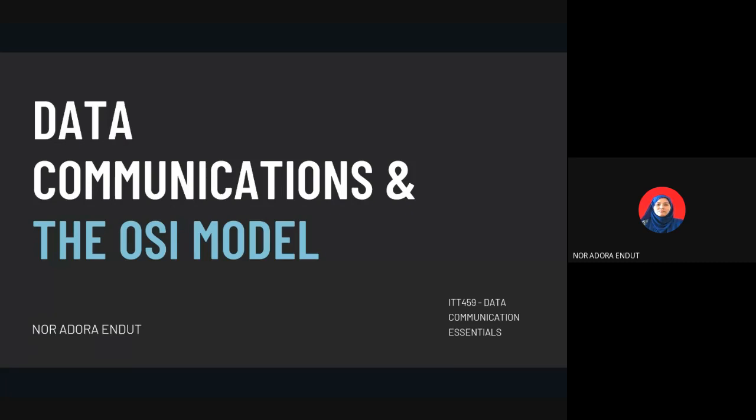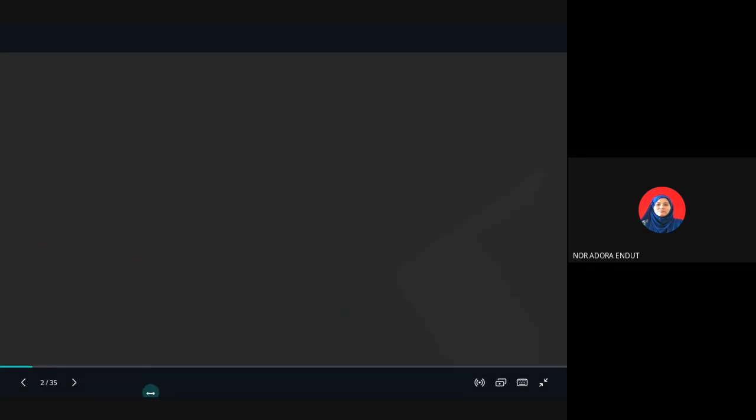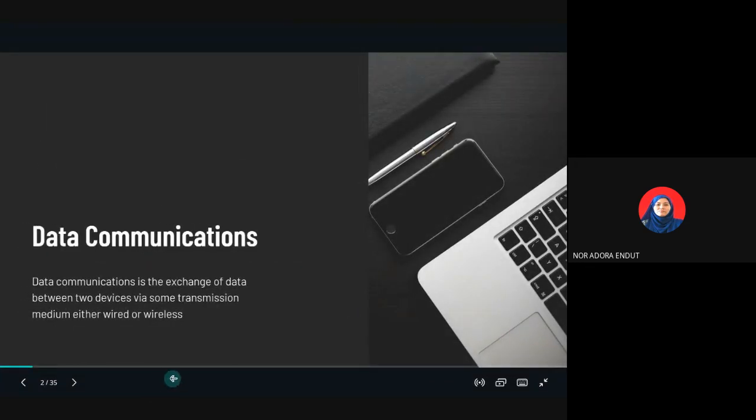That was how the internet was invented, dengan gunakan konsep the OSI model ni. So it should be something that you learn for a basic course. Okay, right. So when you say data communication, it's basically the exchange of data between two devices via some transmission medium, either wired or wireless. Okay, exactly what we are using now.